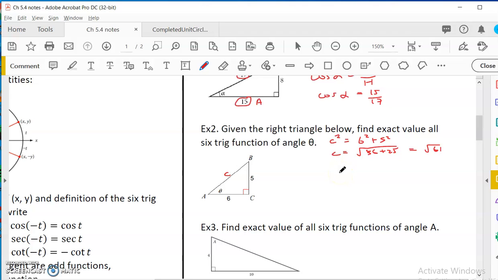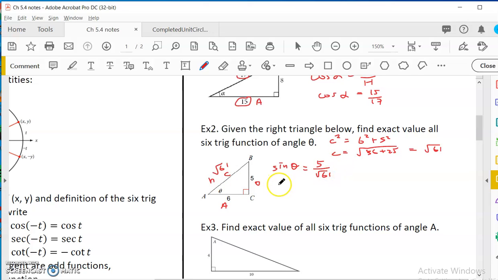Simplified radical means you cannot factor out any square number anymore. So then we write it as root 61 here, and then we are ready to write the 6 definitions. Sine theta, which is here. So this is the opposite, this is the hypotenuse, and this is the adjacent. So sine theta is SOH, O over h, is 5 over square root of 61.